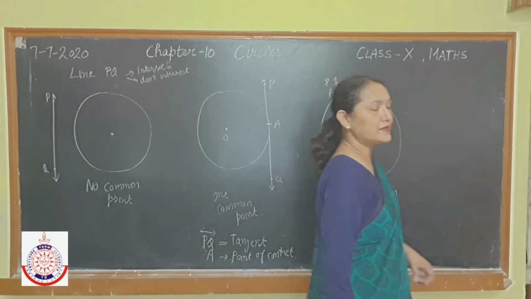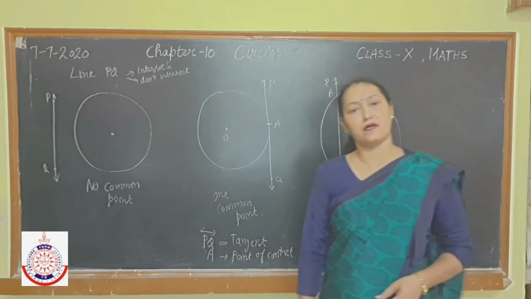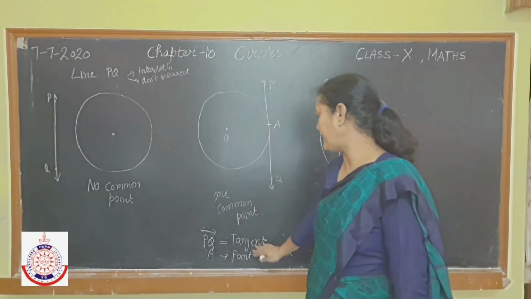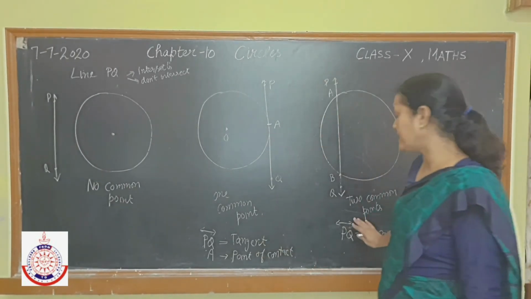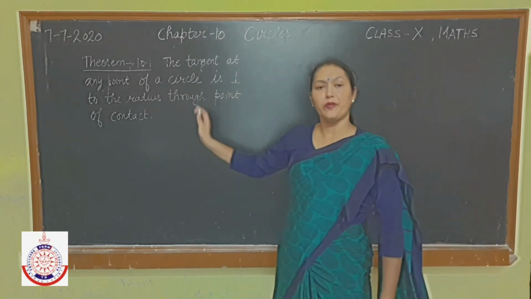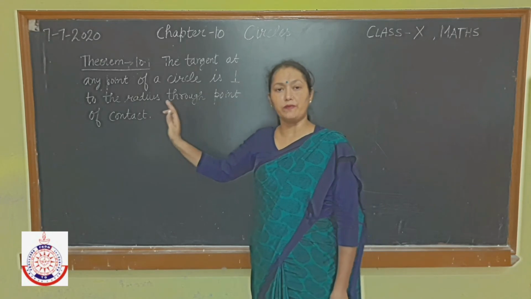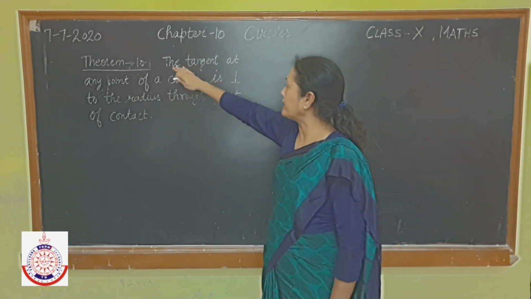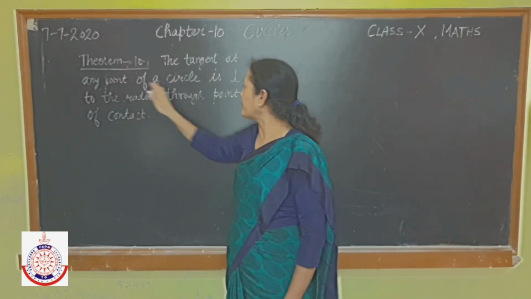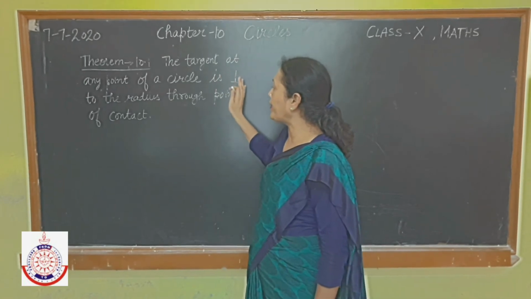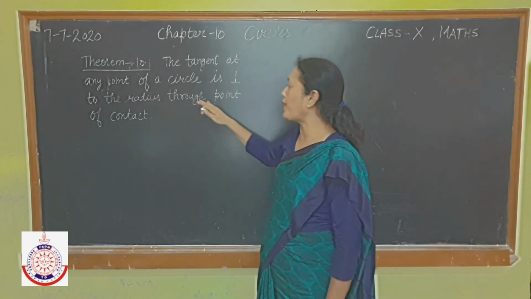So, in 10th class, under the heading circles, we will be studying about tangents and secants. Now we will be doing one theorem based on tangents. In this theorem, they say, prove that the tangent at any point of a circle is perpendicular to the radius through the point of contact.